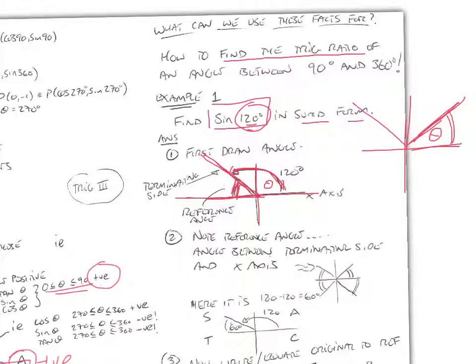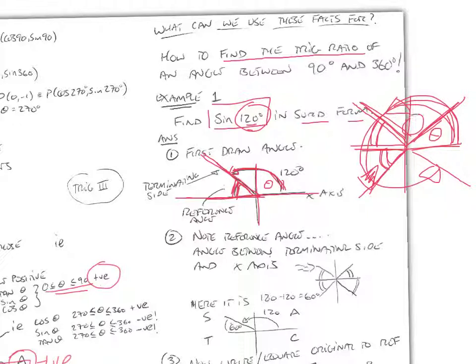In this quarter, if that's the terminating side, that's the x-axis, this is the reference angle. In this quarter, that's the terminating side, this is the reference angle. And in this quarter, that's theta, and this is the terminating side, this is the reference angle in here, between the terminating side and the x-axis. So if I just shade in the terminating angles, the four of them are actually there.